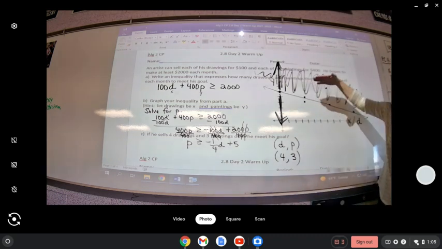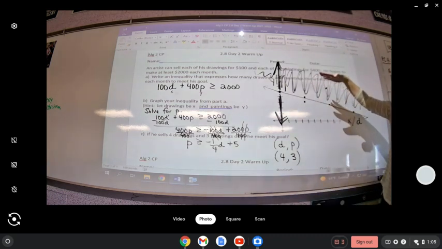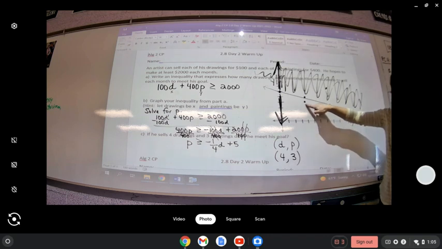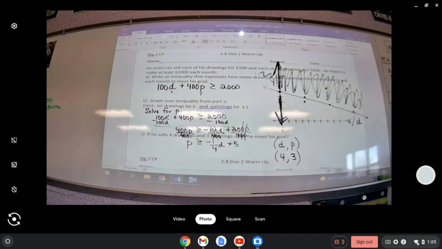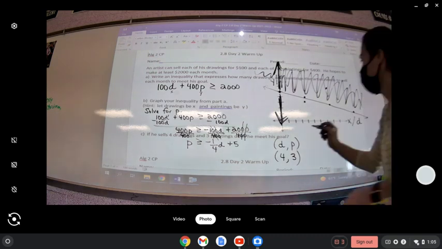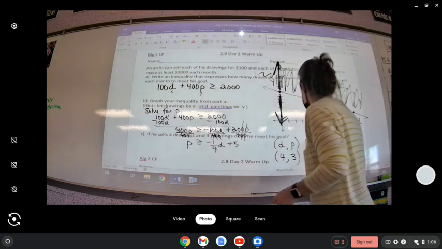Is he above our line where we shaded? Yes or no? No. So that means, does he meet the $2,000 goal if he's not where we shaded? No. So that is not a solution. That is not a combination that will get him more than $2,000. So the answer is no.